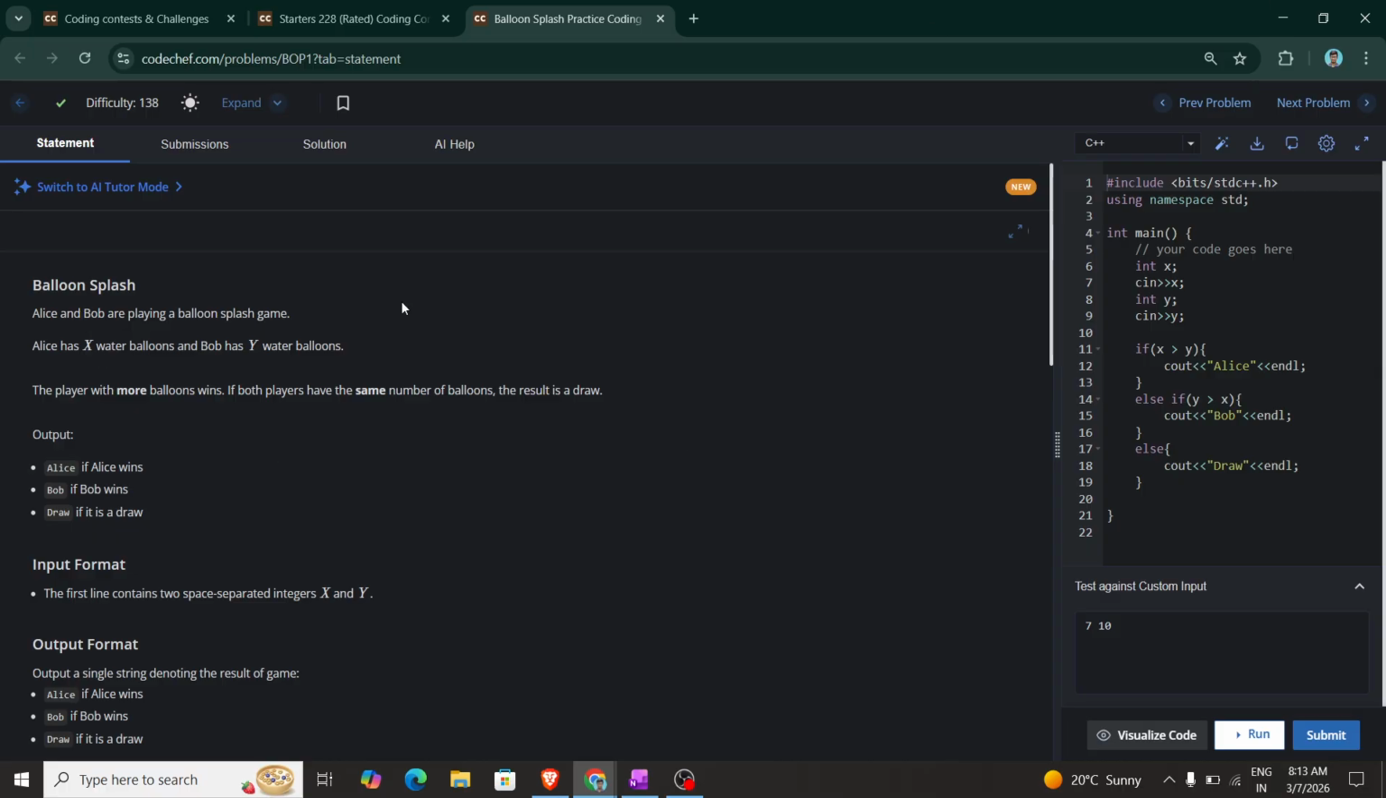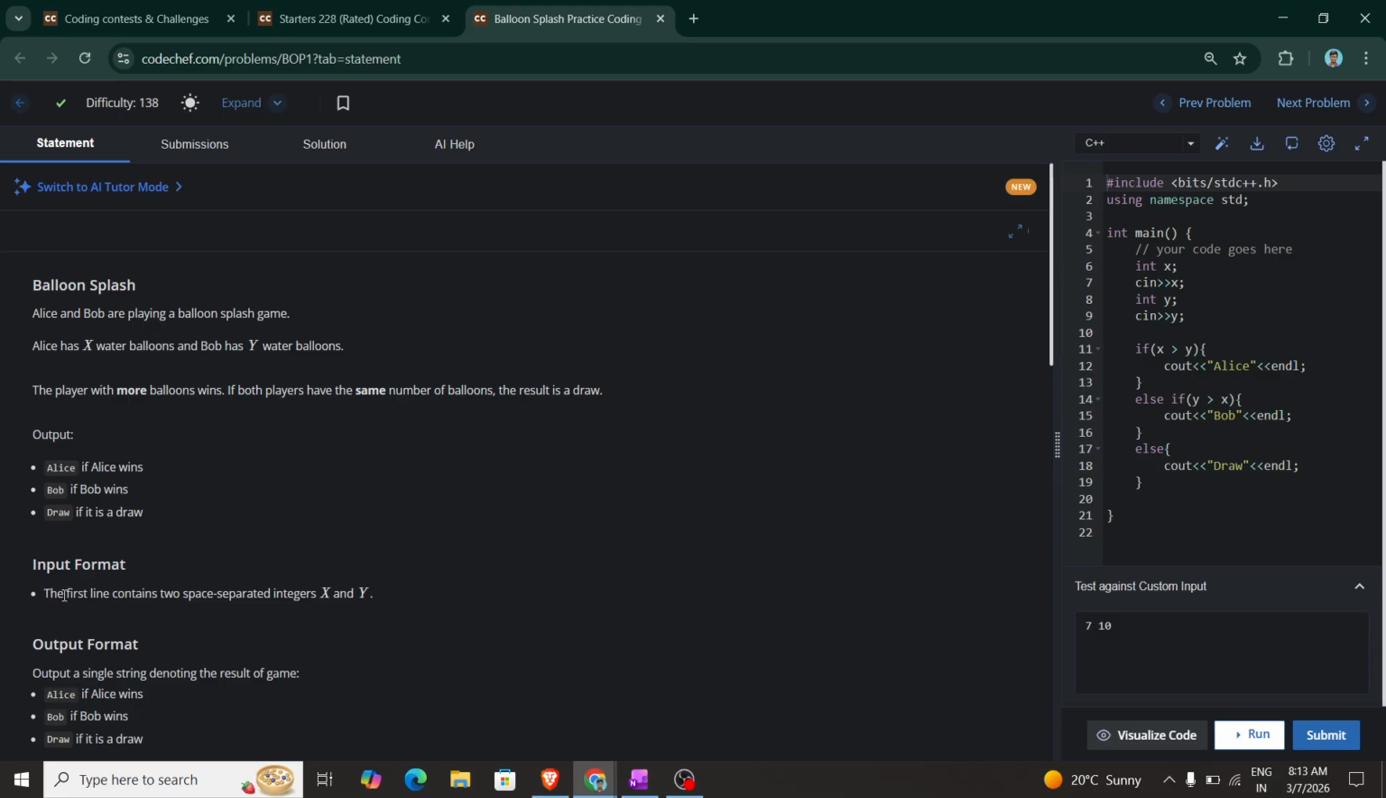The question says Alice and Bob are playing a balloon splash game. Alice has X water balloons and Bob has Y water balloons. The player with more balloons wins. If both players have the same number of balloons, the result is a draw. So it's a very straightforward question, and you simply have to check which of them has more water balloons, Alice or Bob. The output is Alice if Alice wins, Bob if Bob wins, draw if it's a draw.